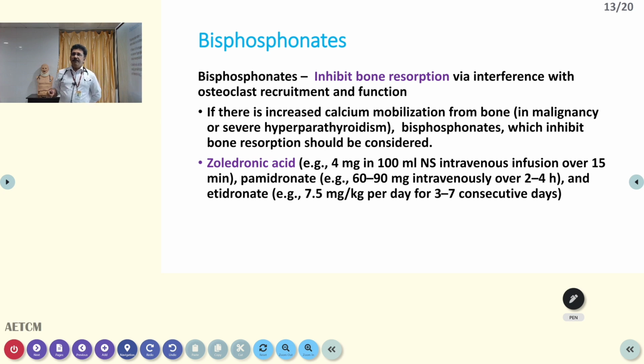Ideal drug, that is an IV bisphosphonate, that is zoledronic acid, 4 milligram in 100 ml normal saline, and intravenous infusion over 15 minutes, or pamidronate 60 to 90 milligram IV over 2 to 4 hours, and another drug is etidronate, that is 7.5 milligram per kg per day for 3 to 7 consecutive days. You have to reduce the calcium.